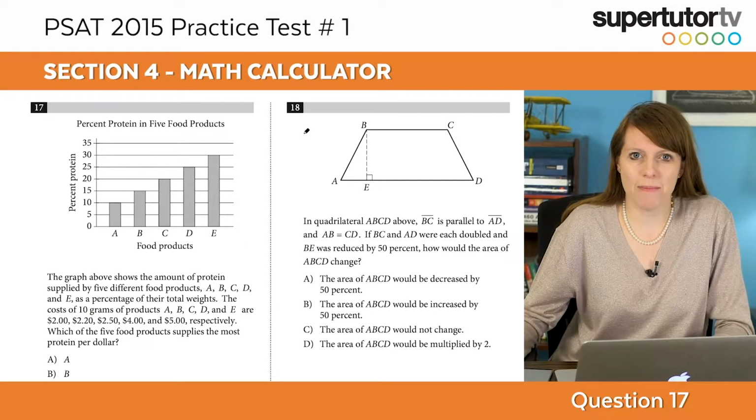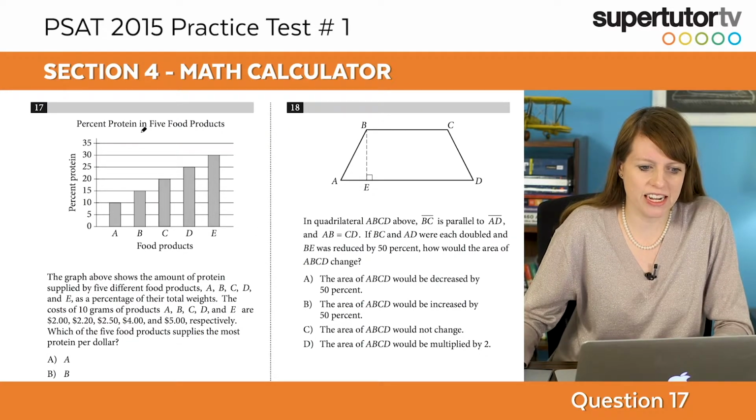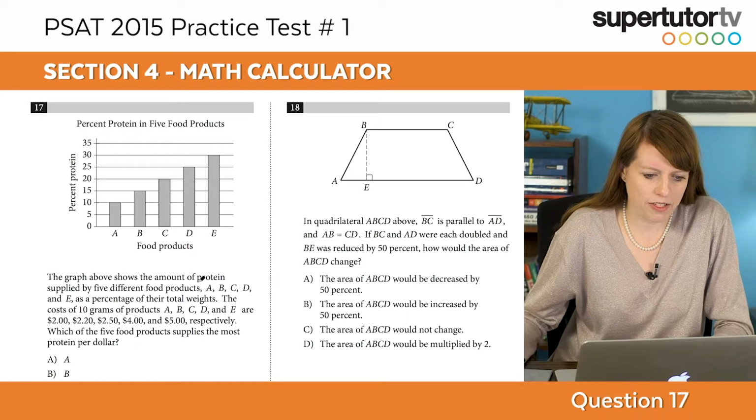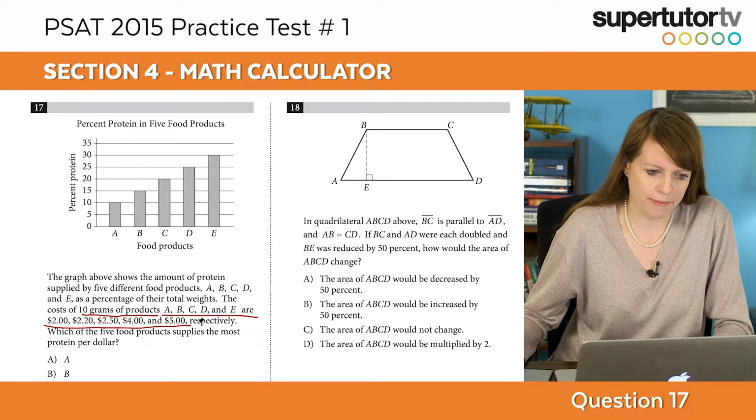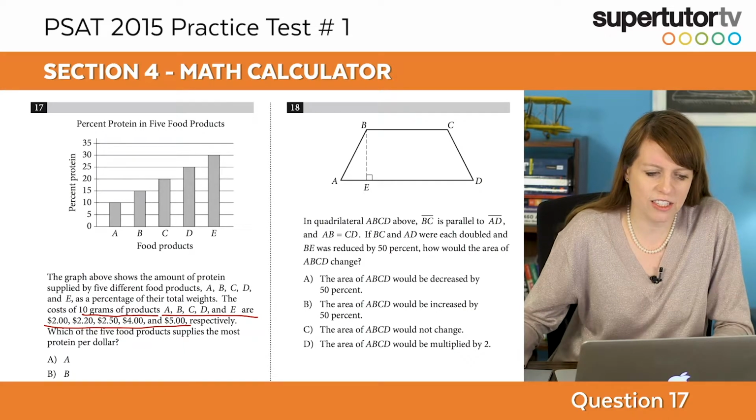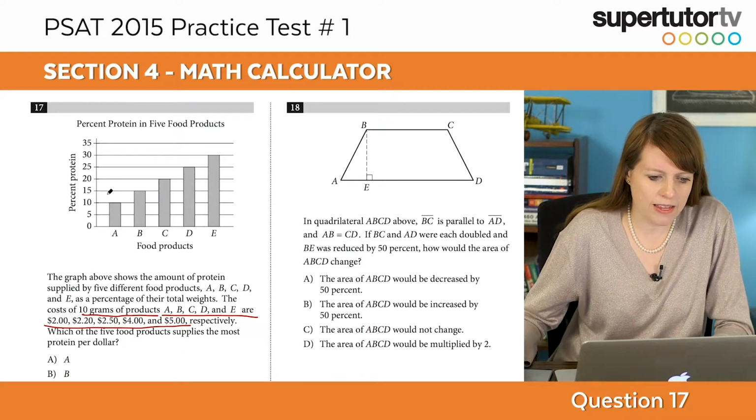All right, let's pick up here with number 17, percent protein in 5 food products. The graph above shows the amount of protein supplied by 5 different food products, and there they are, as a percentage of their total weights. The costs of 10 grams of products A, B, C, D, and E are, so these are the costs of 10 grams. Which of the 5 food products supplies the most protein per dollar? So this is a little bit confusing. I'm first just going to write these on top of here just so I can kind of visualize this. $2.50, $4, and this is $5.